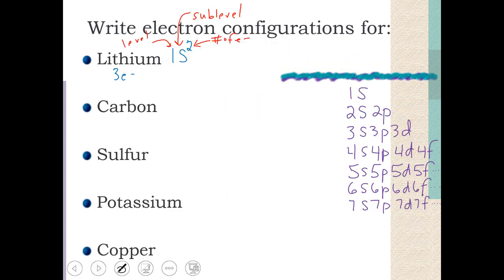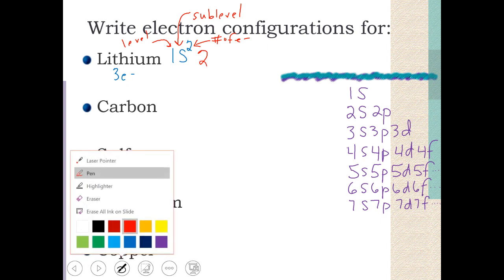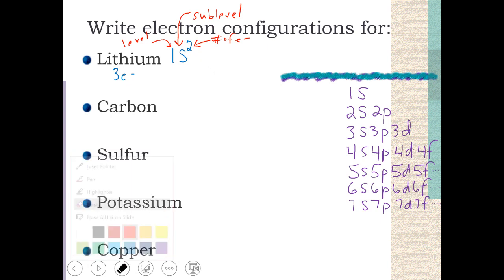Now level 2, whoops, I wanted to stick with the blue color, sorry.